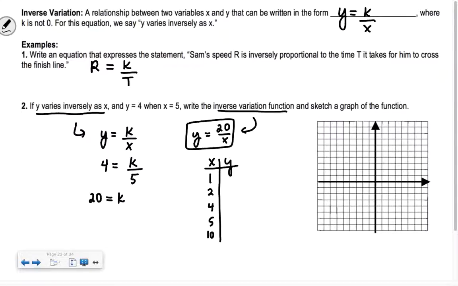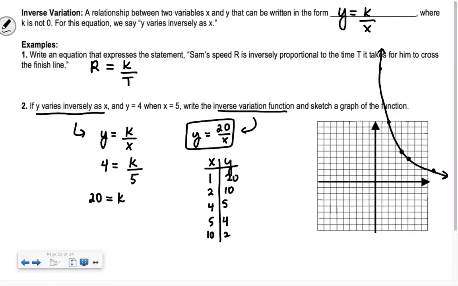So when I do 20 divided by 1, I get 20, so that's way up here. 1 comma 20, way up there. 2 comma 10. Oh, is it exponential? 4 comma, what do I get when I plug in 4? 5. So 4 comma 5. 5 comma 4. 10 comma 2. And then it kind of curves, right?